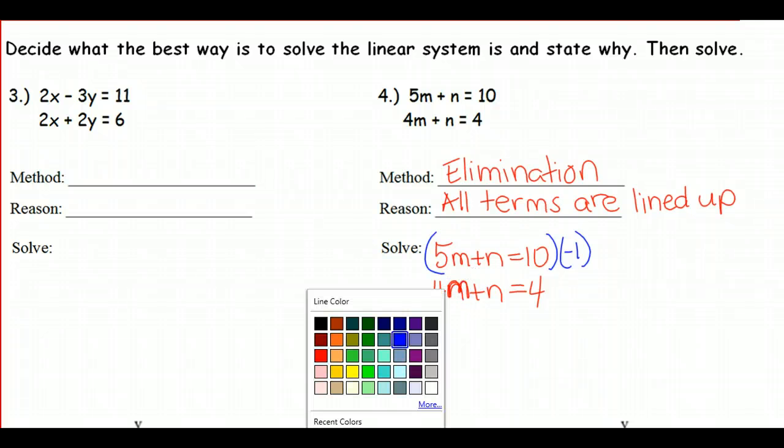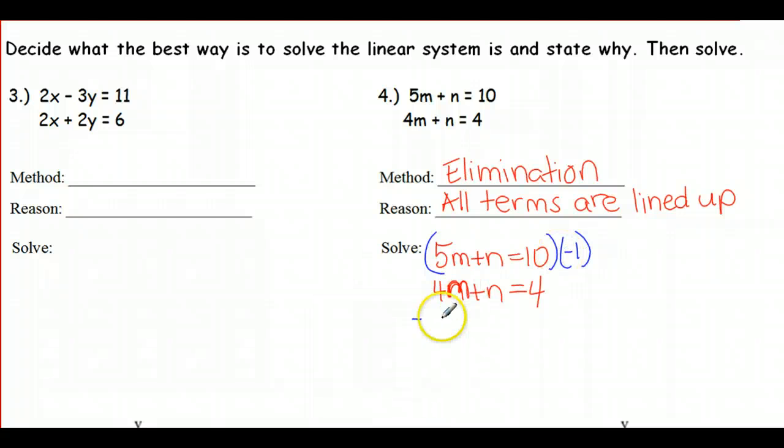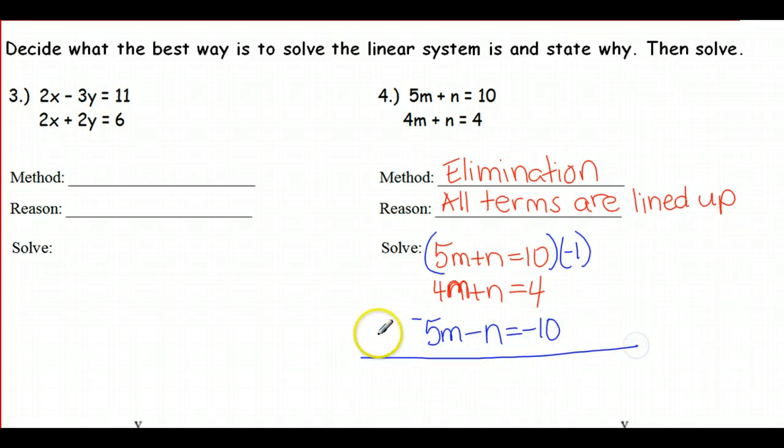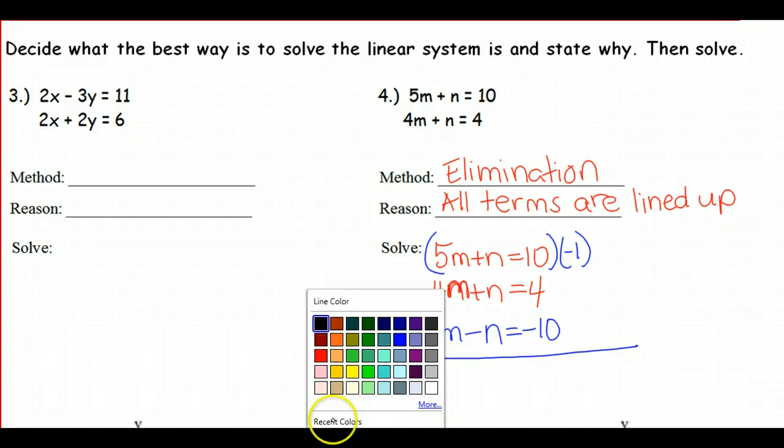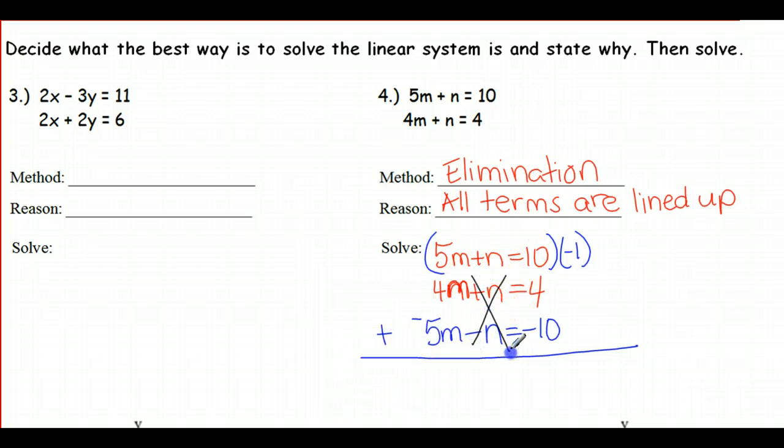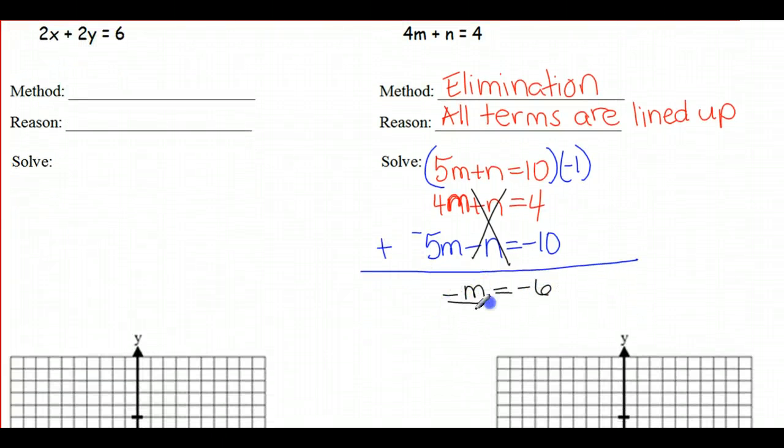Alright, so we're multiplying everything by -1. So we get -5m minus n equals -10. So now we can add our two equations, and when we do that, our n's are eliminated. So 4m and -5m would be -m equals -6. And then if we divide both sides by -1, we get that m equals 6.